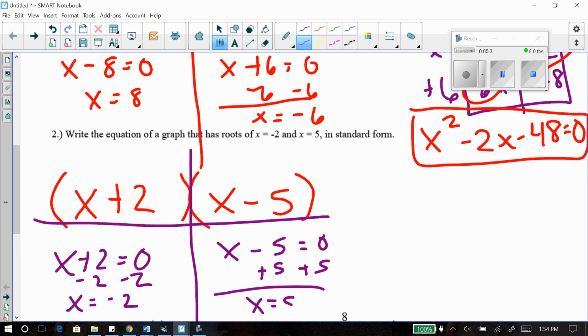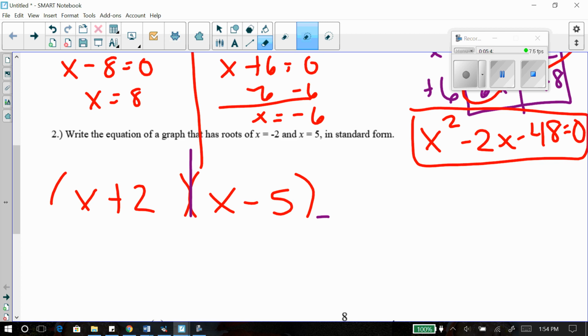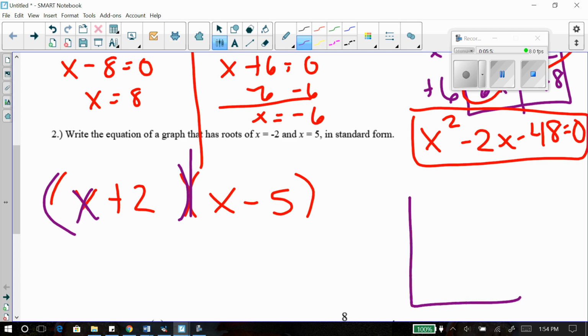And x equals 5. But again, you don't have to solve it. I just want to show you where that's coming from. So let's get rid of that and just have our set of parentheses here. All right, and now to write it as a quadratic in standard form, just do the box.